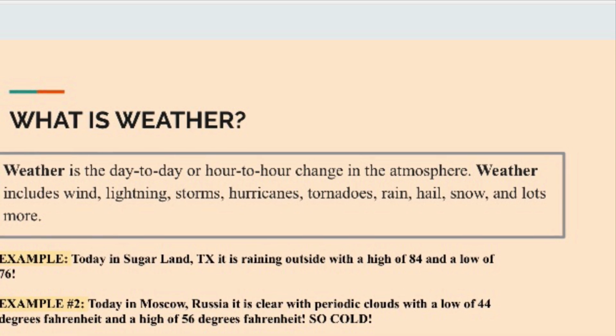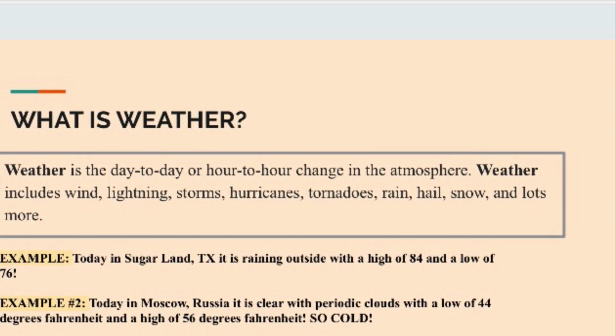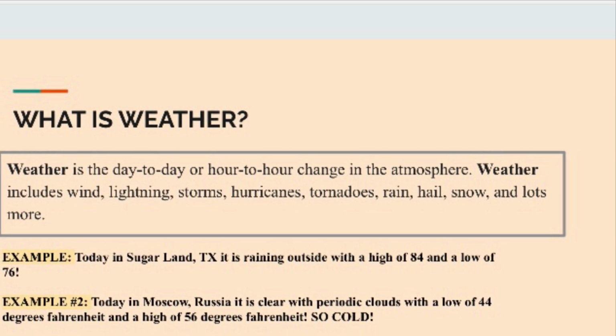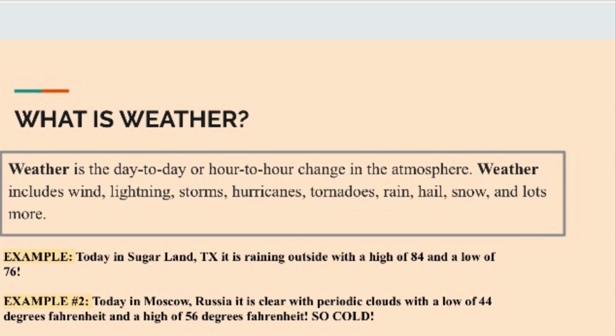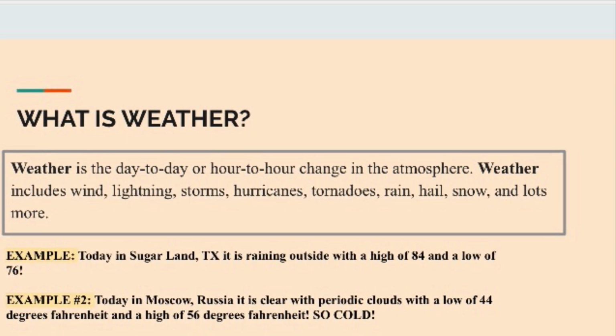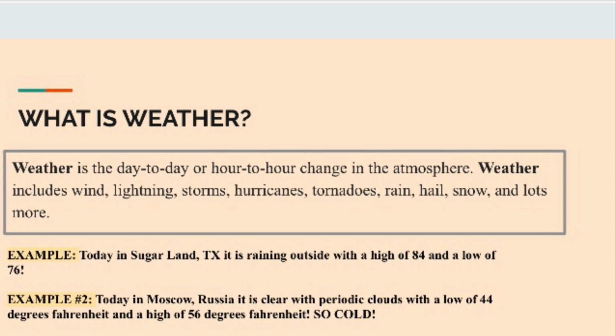But to show you how weather is so different in differing regions of the world, I'm going to tell you guys about the weather in Russia. So today in Russia, it has a low of 44 and a high of 56. That just shows you differences in temperature and how it can change every day, and it can change from different countries and regions of the world.